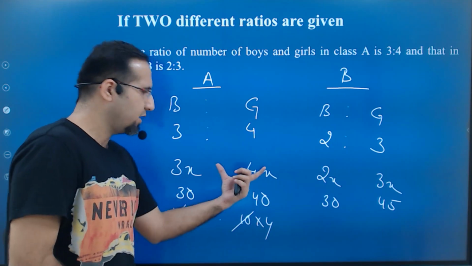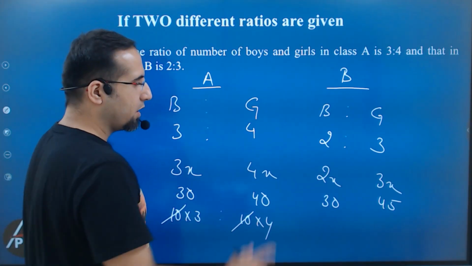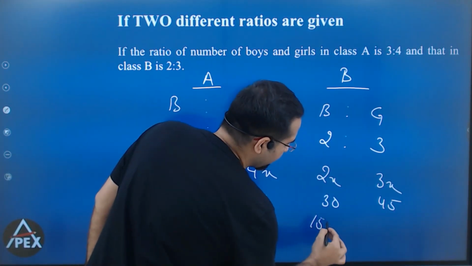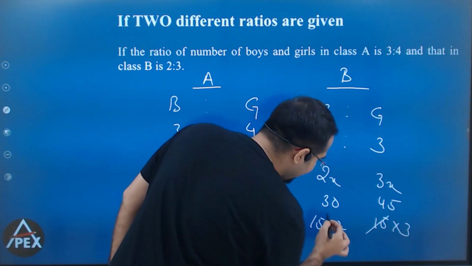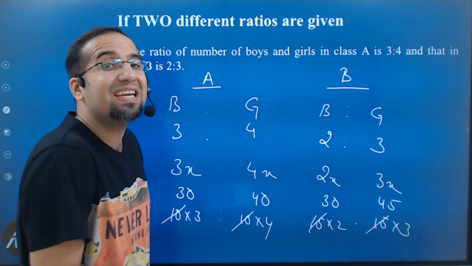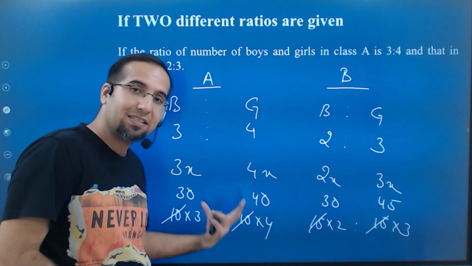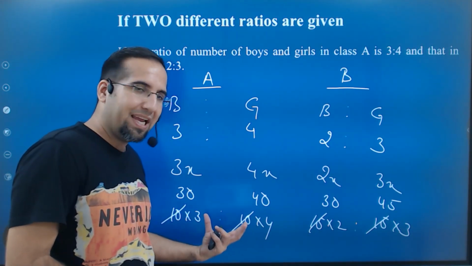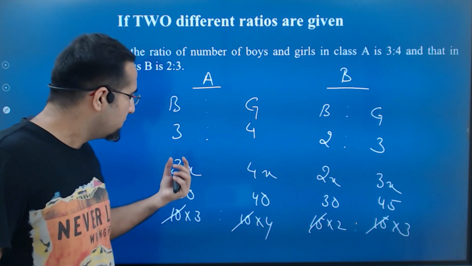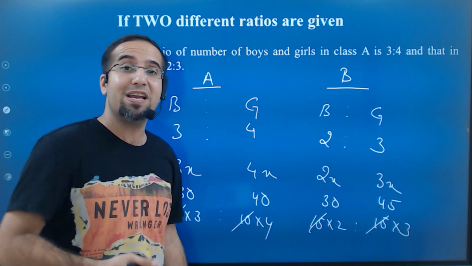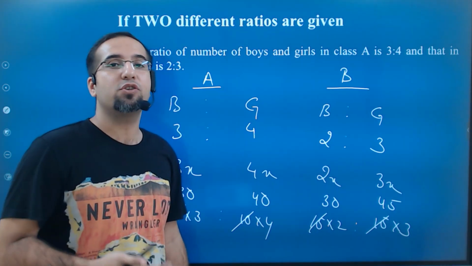Let's assume 10 is equal to x. Now here it is 15 into 2 and 15 into 3. What am I cancelling? I'm cancelling 15 here, but x we had taken as 10. Right, now this is what I want you to understand: if there are two different ratios, the variable definitely cannot be assumed as the same.